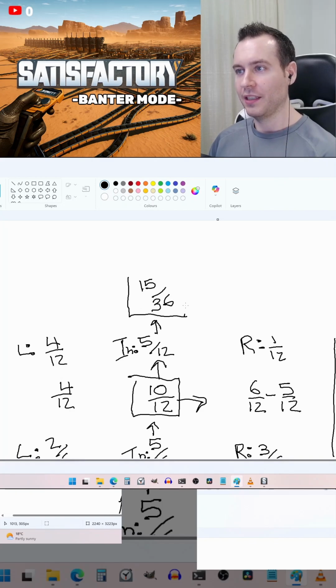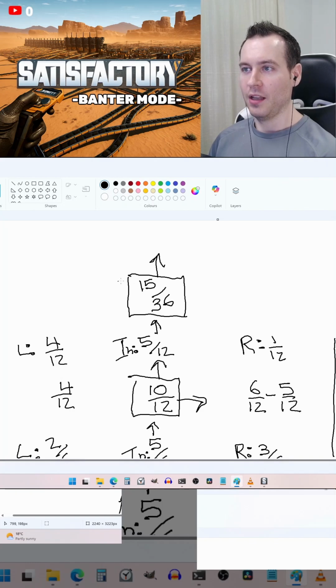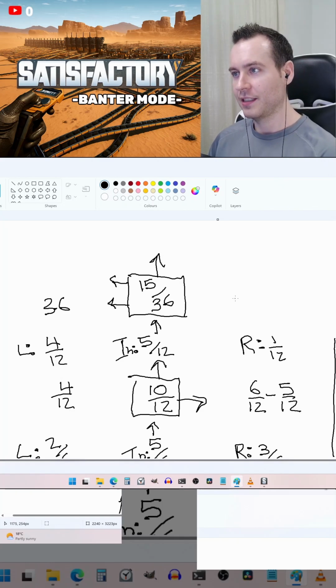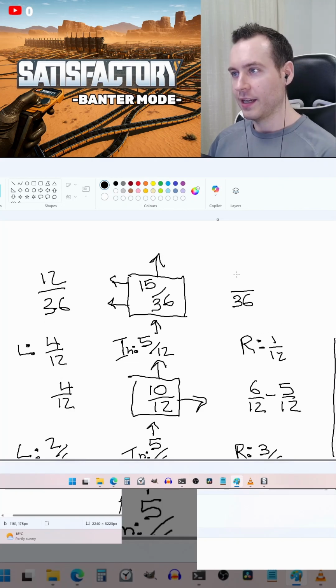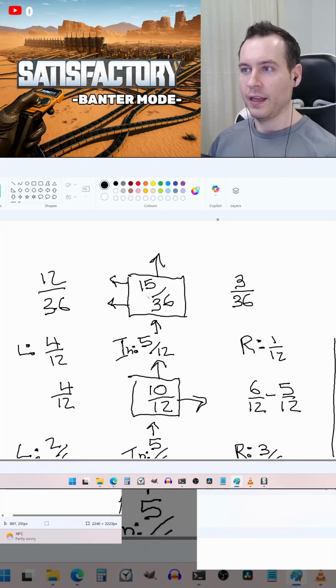This will be a splitter to the left, supplying 2/3 to the left. And let's carry on multiplying these numerators and denominators. All of the denominators will be 36. 4 times 3 is 12. 1 times 3 is 3. And now we have 2/3 of 36. This will be minus 10 over 36.